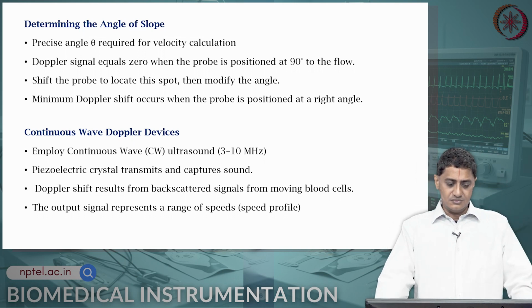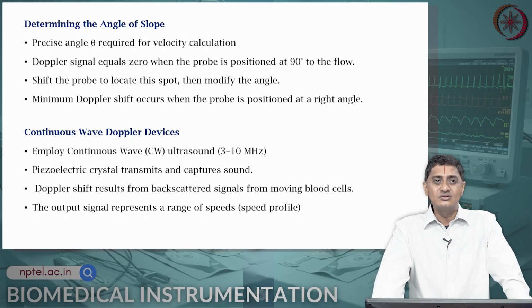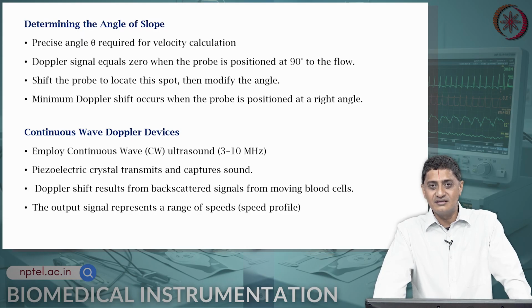You need to find a way to shift the probe to locate this spot, then you know that is 90, and depending on that you can estimate what the other angles are and modify the angle. So, when will the minimum Doppler shift happen? That will happen when the angle is 90 degrees, is it not? When the probe is positioned at right angle, minimum Doppler shift will happen.